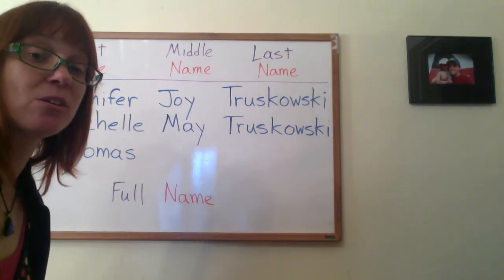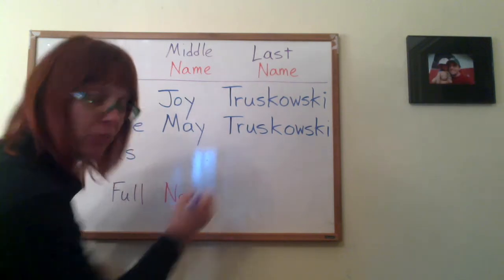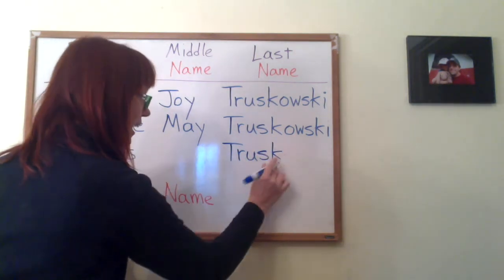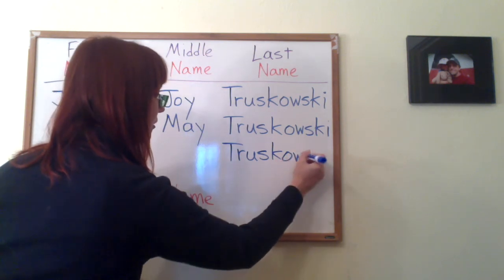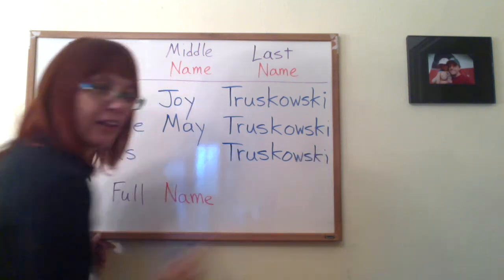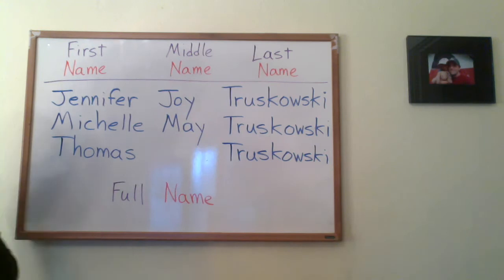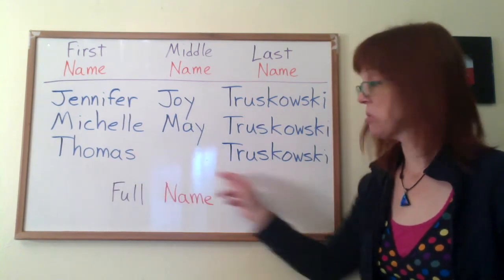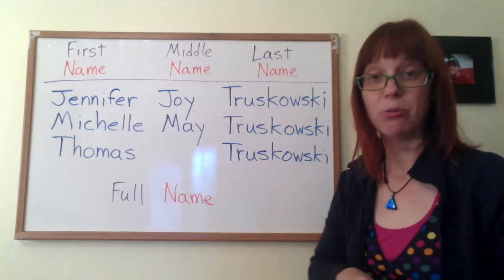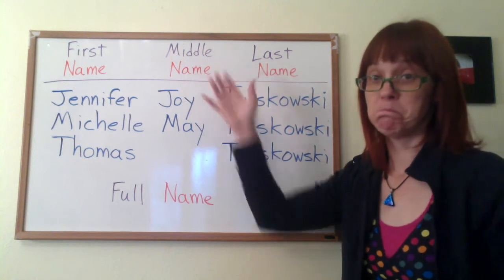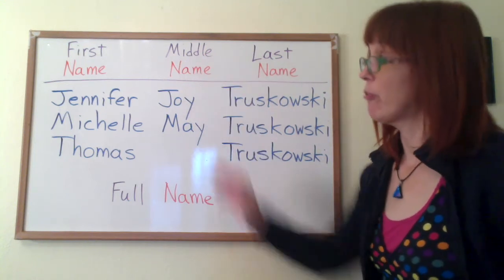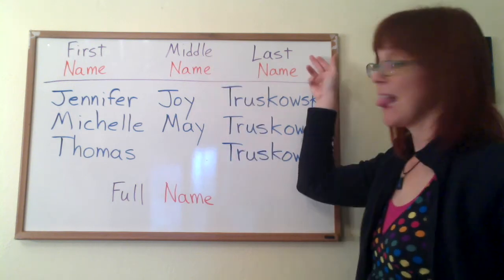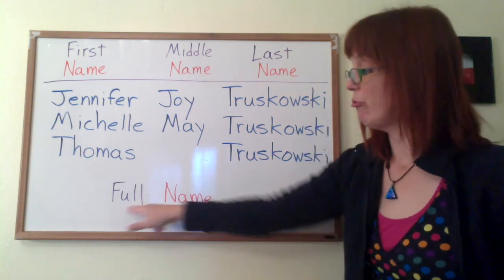His last name is Truskowski. Here we go. T, R, U, S, K, O, W, S, K, I. Truskowski. My dad's full name is Thomas Truskowski. No middle name. So some people don't have a middle name. That's okay. Okay, so we have first name, middle name, last name, full name.